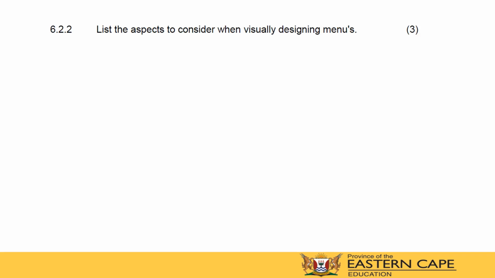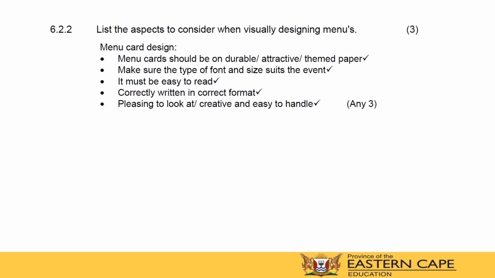Okay, let us look at the next question, which is still continuing from that question sample. 6.2.2 reads, list the aspects to consider when visually designing menus for 3 marks. And this is how you'd be expected to respond. 1, menu cards should be durable, attractive, or be on themed paper. 2, make sure that the type of font and size suits the event. 3, it must be easy to read. 4, correctly written in the correct format.